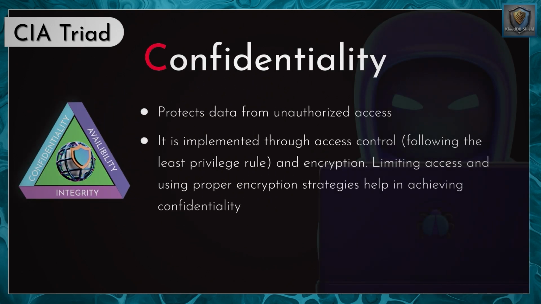First, let's talk about confidentiality. Confidentiality talks about protecting data from unauthorized access. How is it implemented? It is implemented through access control, following the least privilege rule, and then also encryption methods. So we should limit access so that the right person gets the access and the wrong person does not get the access. So that is what confidentiality is about. That is the first core security principle that we need to adhere to.